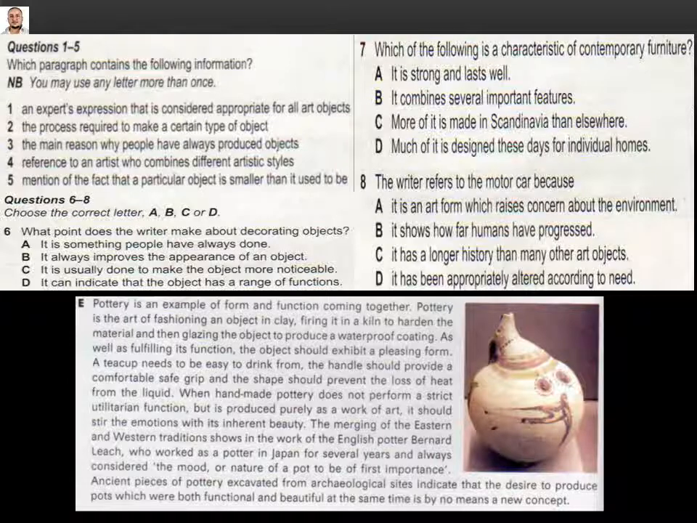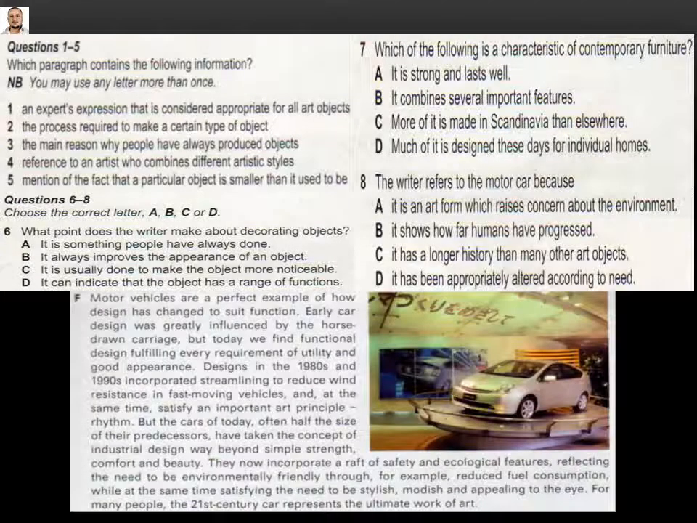Number 8 also doesn't talk about that. Let's see this paragraph F. I'm sure we will find 5 and 8 in F. Motor vehicles. Okay, number 5 says mention of the fact that a particular object is smaller than it used to be. Number 8, the writer refers to the motor car because, yes, motor vehicles.